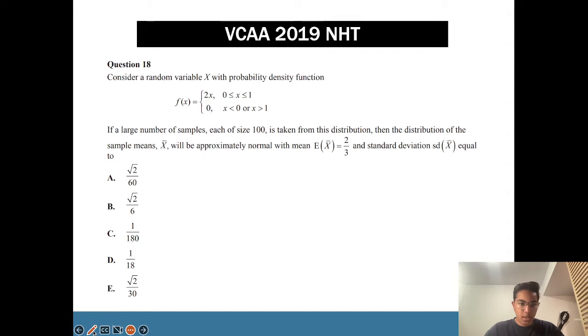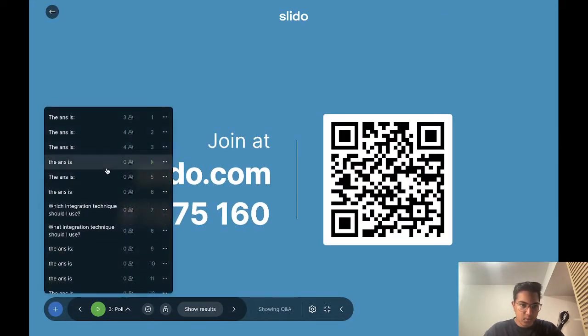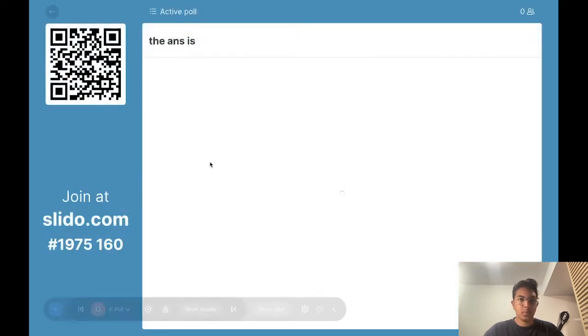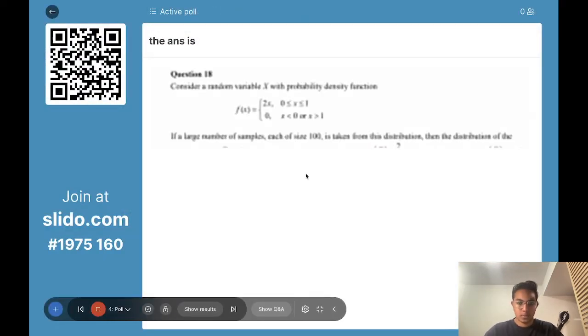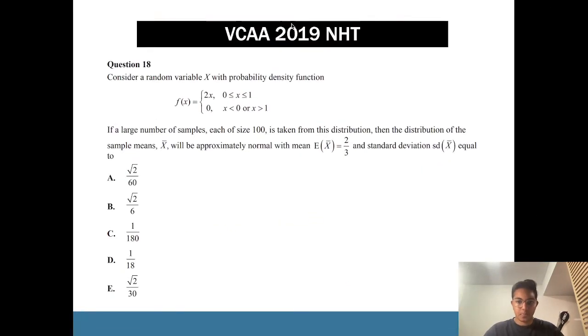Here's a question. I think it's got to do with a random variable. Have a go at this. I'll start the poll and give you a minute to do this. I think this is poll 4. Okay, cool, have a crack at this. I'll give you until 10:15.